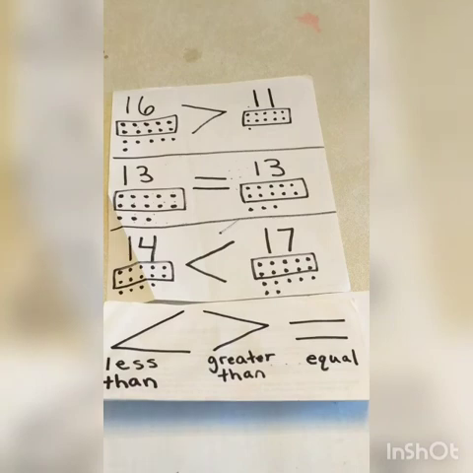Maybe you could try to come up with some on your own and write a number on one side and then write a number on the other, and then use these symbols to compare the two numbers. See if you could do that on your own.